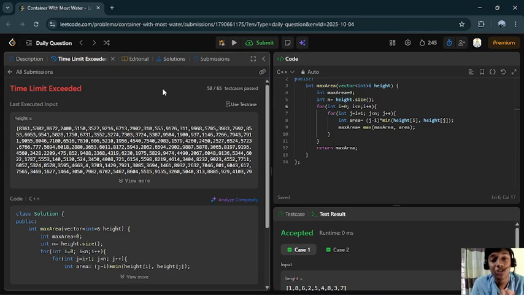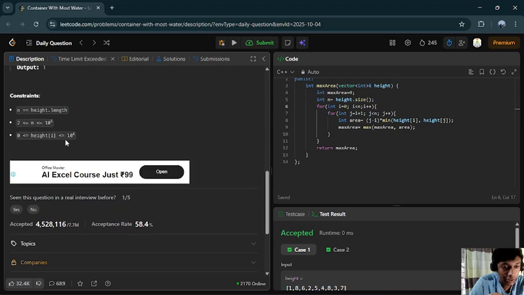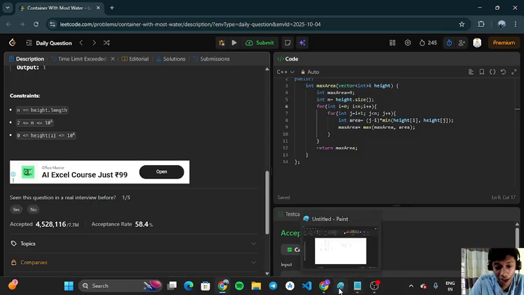Yeah, so as expected, this solution is giving a problem of time limit exceeded. This is because for larger n's, see here n is in the order of 10 power 5. So for larger n's, this may not be feasible because in the n square solution, 10 power 10 iterations may be required. So this is not a good solution. So what can we do?